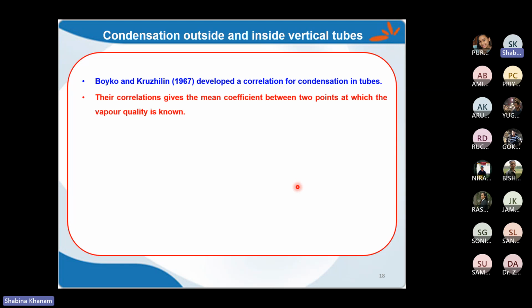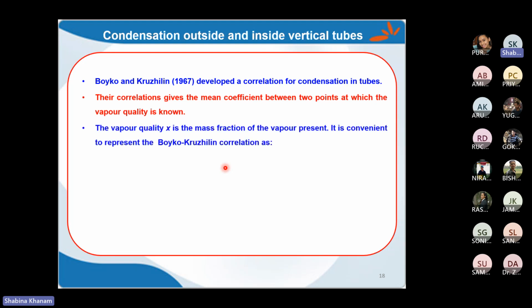Now, the correlation given by Boyko and Kruzhilin gives the mean heat transfer coefficient between 2 points at which vapor quality is known. Vapor quality is known, it means how much vapor is available, that you can quantify. Wherever 2 points are there, you can calculate the heat transfer coefficient between them using Boyko and Kruzhilin.